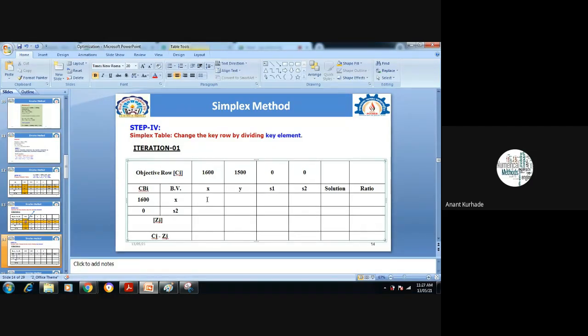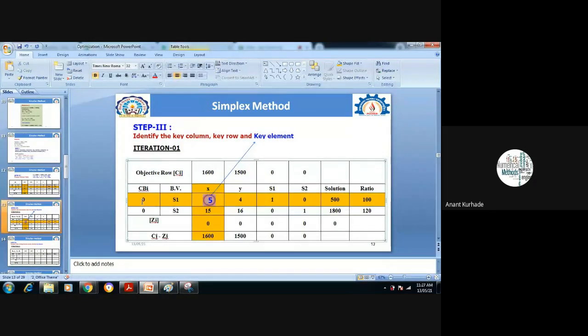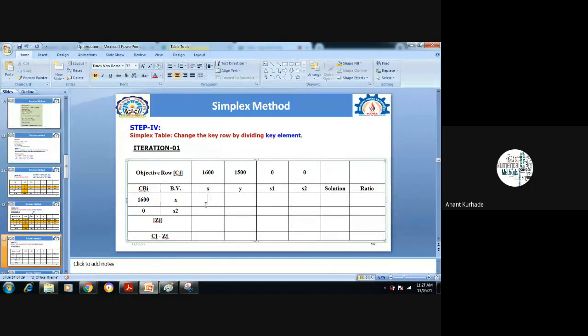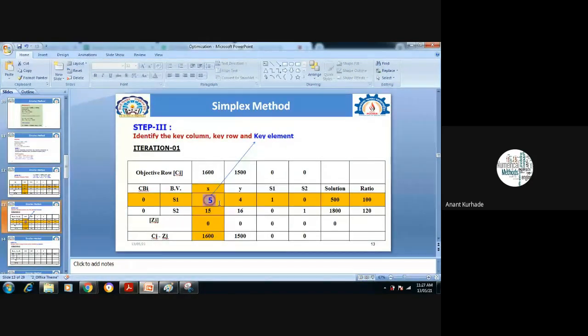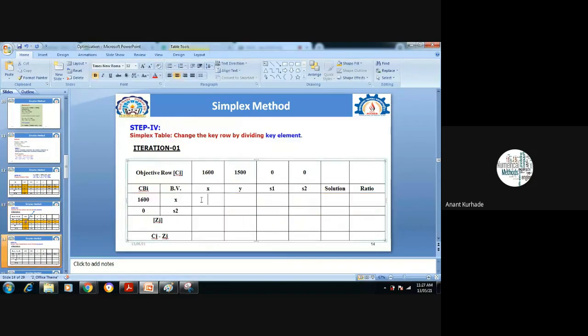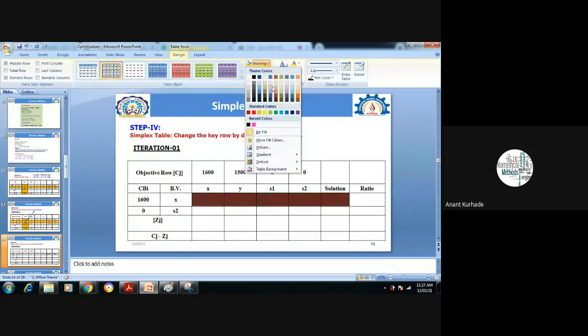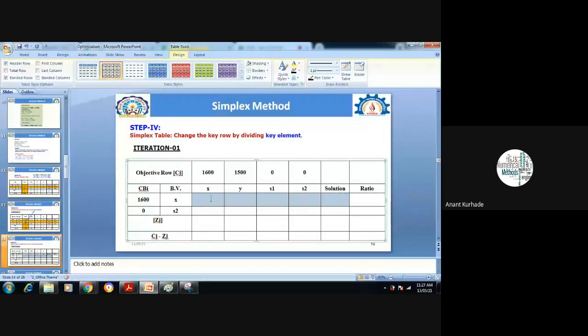Okay. Now, while writing these new values, firstly write down the values of the previous key row. Previously we have this as the key row, correct? So write down these new values in the next table. So here don't write 5 as it is. Firstly write down the new values of the key row, that means write down these values first.